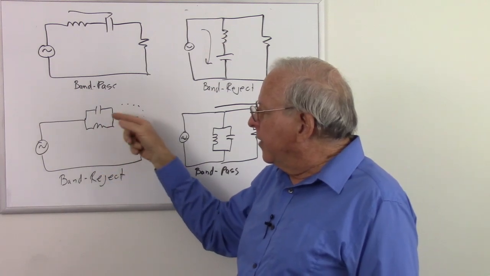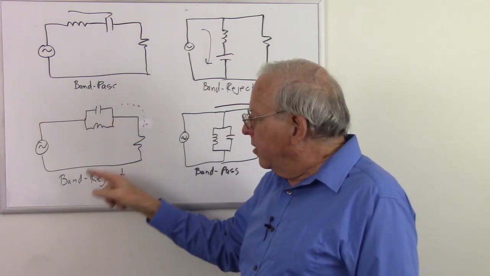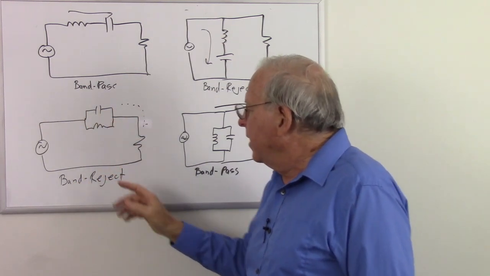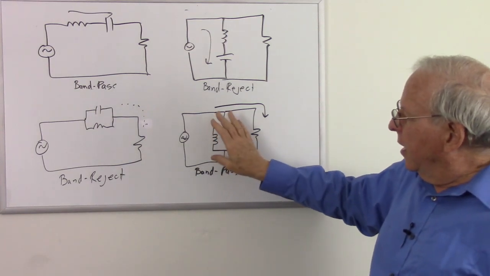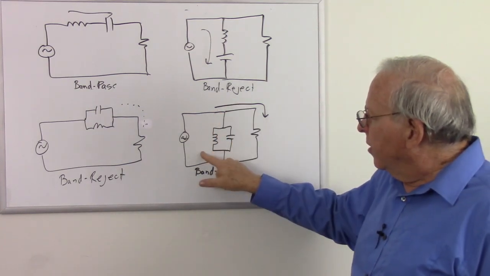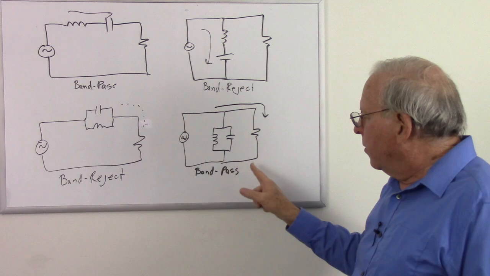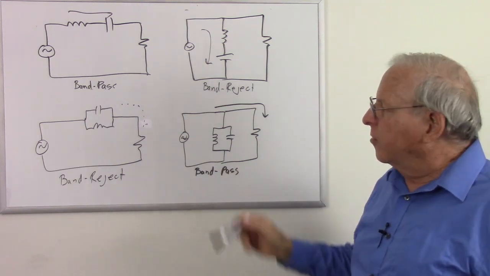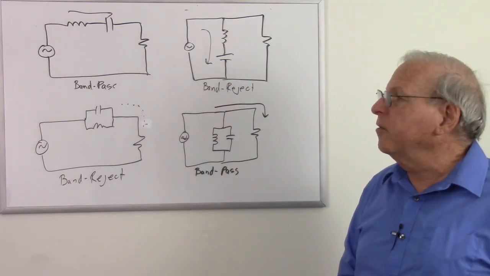Here we have the same thing. At the resonant frequency, this blocks current, so that blocks a band of frequencies. Here at the resonant frequency, this acts like an open circuit. So at the resonant frequency, if the current is not going there, it must be going there. So that is a band pass filter. So there's our 4 iterations of resonant circuit filters.